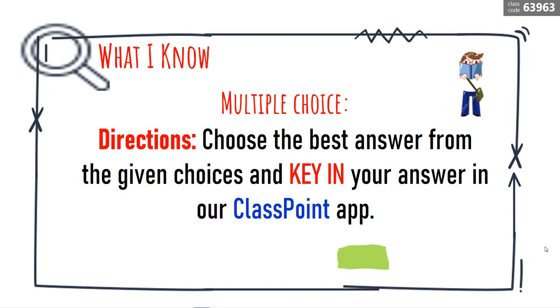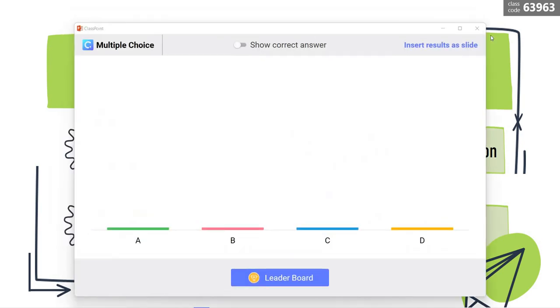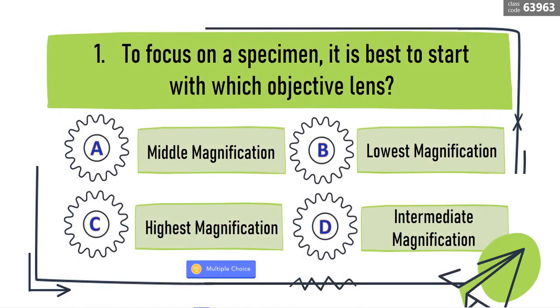So before we have the lesson proper, let us have this. What I know. This is our review. Multiple choice, using your class point. Let me read you the directions. Choose the best answer from the given choices or options and key in your answers in our class point app. Okay, so let's see. Okay, time is up. So let's see what is the answer.